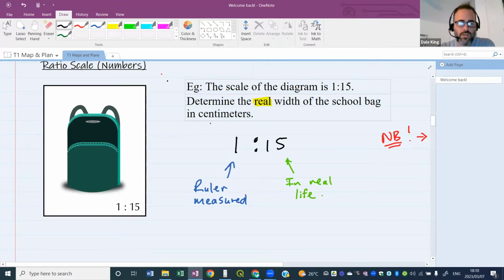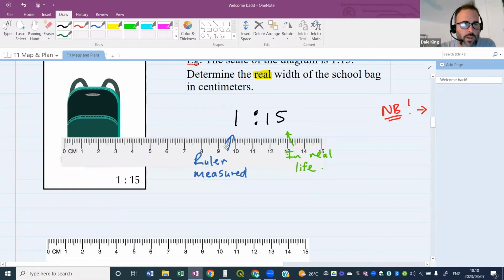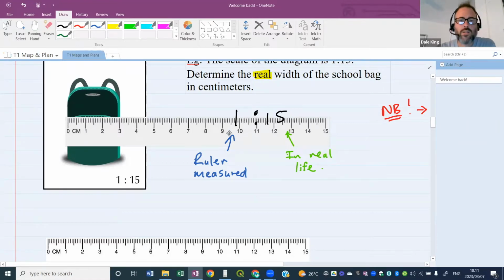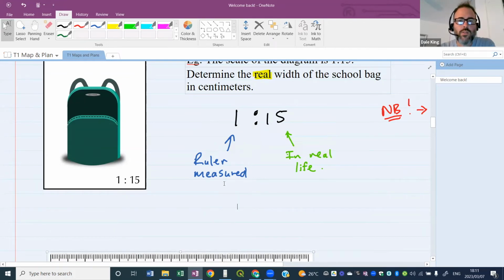Okay, and it just so happens that I have my ruler with me. You guys don't have to worry about the ruler. I've got it here. So I'm going to move my ruler up here and I'm just going to go somewhere along this bag and I'm going to measure. And if you guys can see there, it looks like it's 3 centimeters. Okay, so I measure 3 centimeters with my ruler.